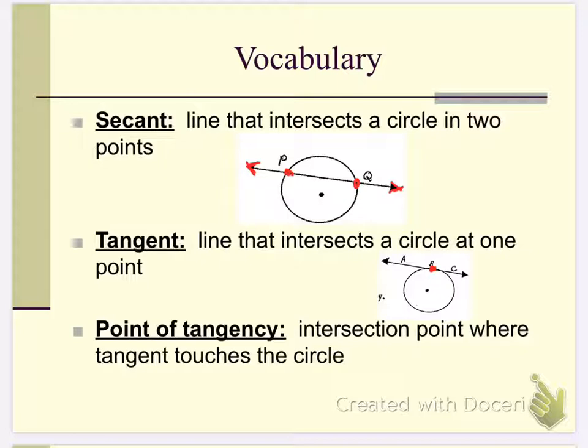So off on a tangent, again, it's a line, so a tangent line, and connects at just 1 point on the circle. And then the point of tangency is an intersection point where the tangent touches the circle. So in that example, B is the point of tangency. Okay, again, if you guys need to pause this, you can. I'm going to keep going.